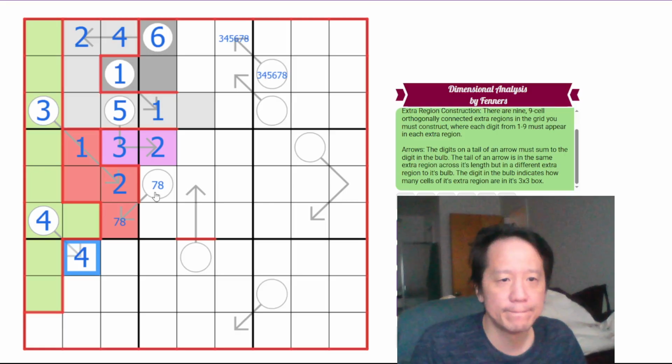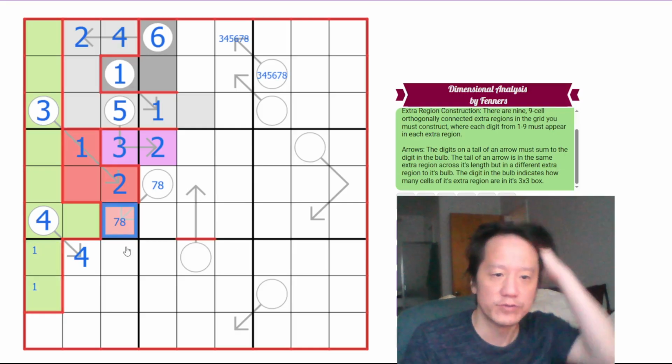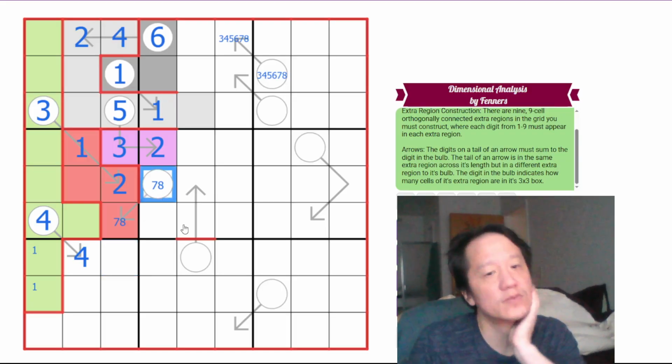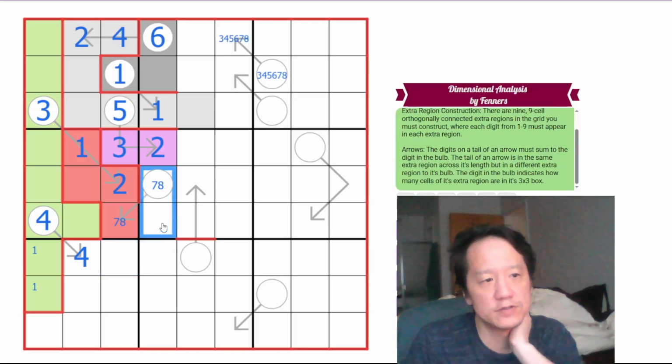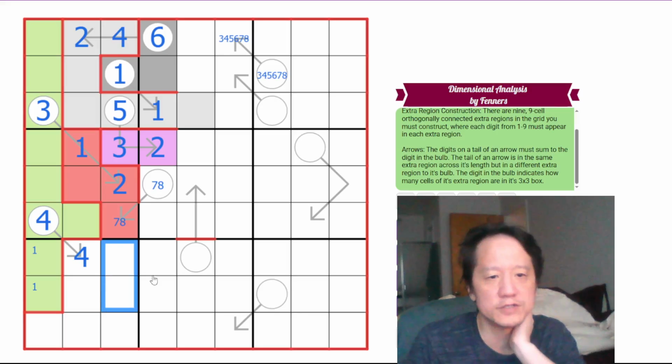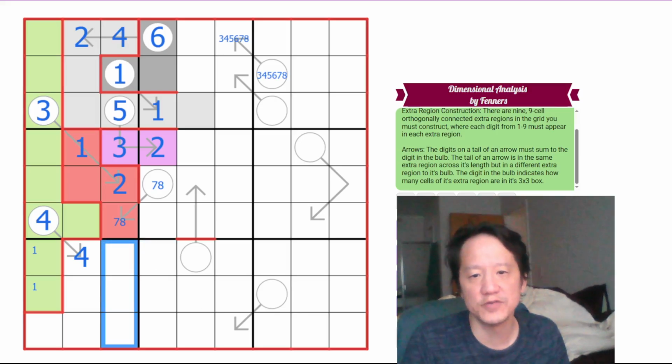1 cannot be here, 1 cannot be here, because of the 1s in the boxes. So 1 has to be here in this green region. This is 7 or 8. I guess it could necessarily go something like that. That's possible. 3 cannot be... Well, okay, 3 is here. So this is 4. The rest of column 3 has to be 6, 7, 8, 9.